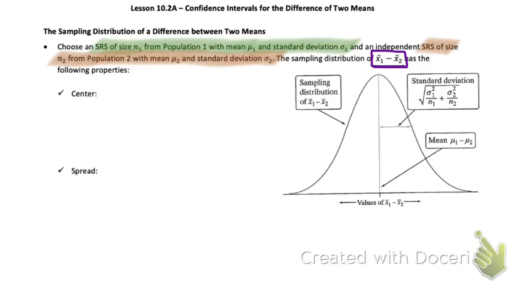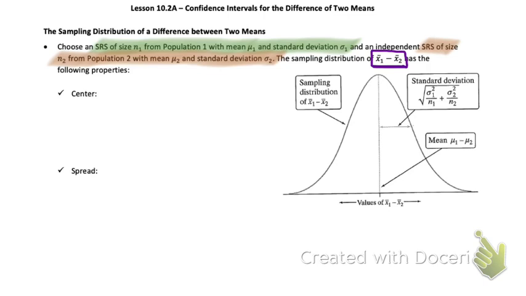So let me make sure that you all understand what's happening. We have a population that has its own mean and standard deviation. We have a second population that has its own mean and standard deviation. And we are combining them by taking a sample out of the first population, a sample out of the second population, and looking at how different they are. Are you with me? Okay.